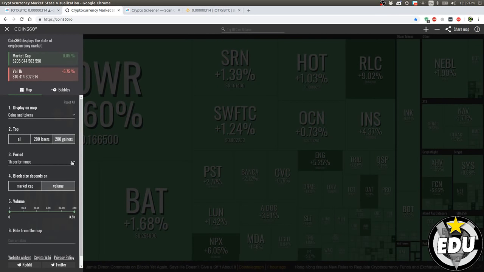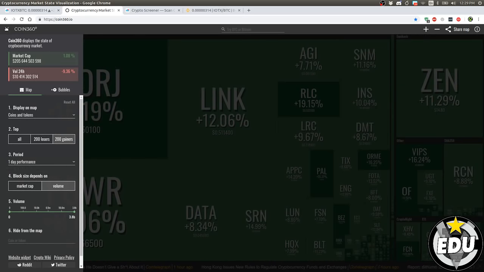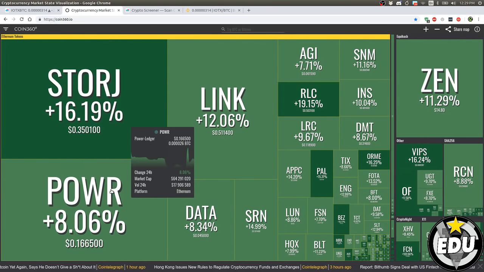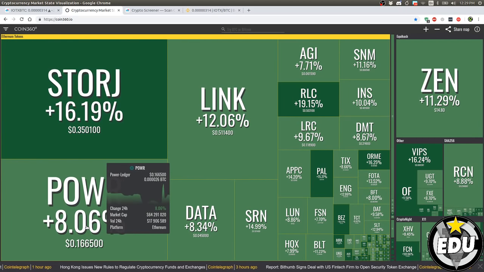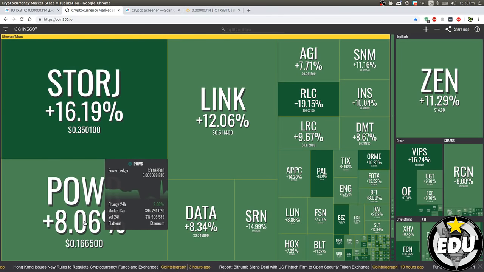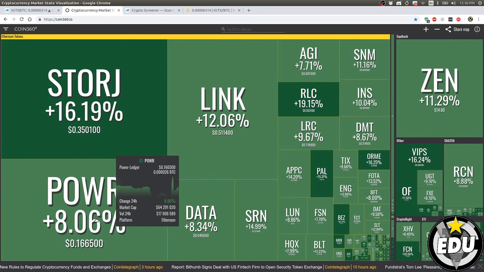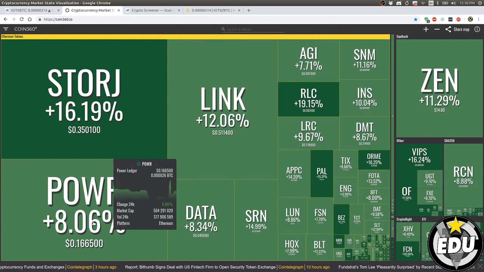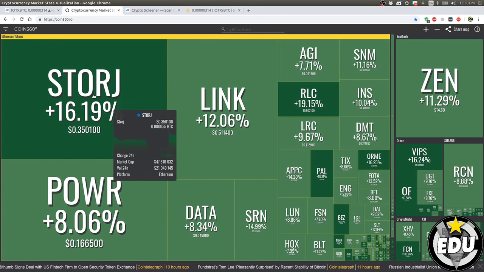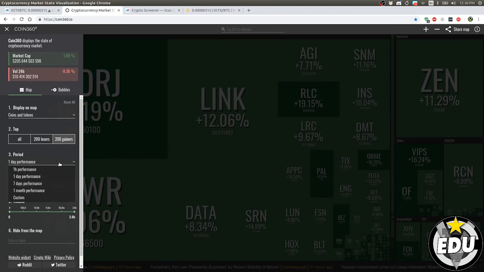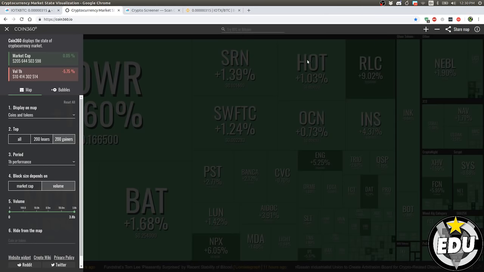What if I put this power and BAT? What if I put 1 day performance and I go check power? Actually, see power, it changed 24 hours. Okay, so it's still the price change. Power has the same volume, 24 hours 17 million. Storage 21 million, but storage doesn't show up in the 1 hour.